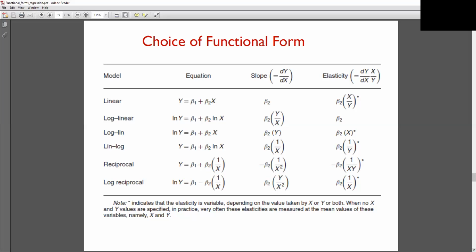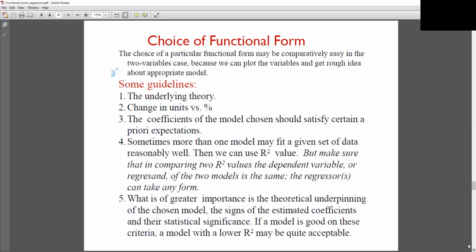Now, choice of functional form. Which functional form to choose? Now we know we have linear model, we have double log, we have LIN-LOG, we have log-LIN. Which one to choose? It depends upon your theory. As I told you, theory is important. Econometrics is nothing but application of economics in statistics and mathematics. So you should have an economic theory before using any model, before collecting any data, before going for any analysis. So the underlying theory is very important. Once you have theory, then it tells you which model to go for, okay?